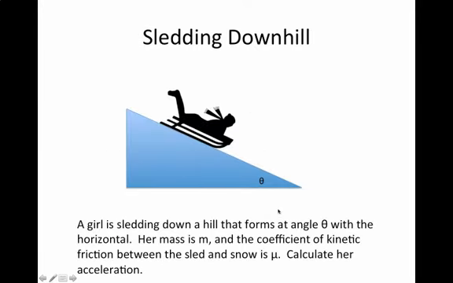Good. In the second problem, we have a girl sledding down a hill. The angle of the hill with the horizontal is theta, and her mass is m. The coefficient of kinetic friction between the surface and her sled is mu sub k. Sorry, that should be mu sub k. And they want us to calculate her acceleration.